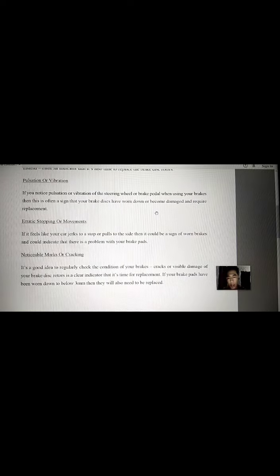And the last one is noticeable marks or cracking. It's a good idea to regularly check on the condition of your brakes. Cracks or visible damage on your brake disc rotor are a clear indicator that it's time for replacement. If your brake pads have been worn down to below 3 mm, then they will also need to be replaced.